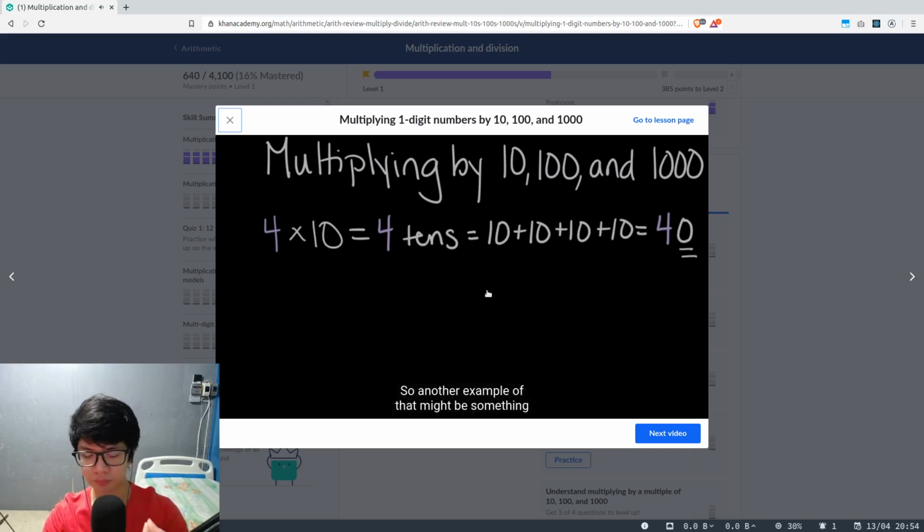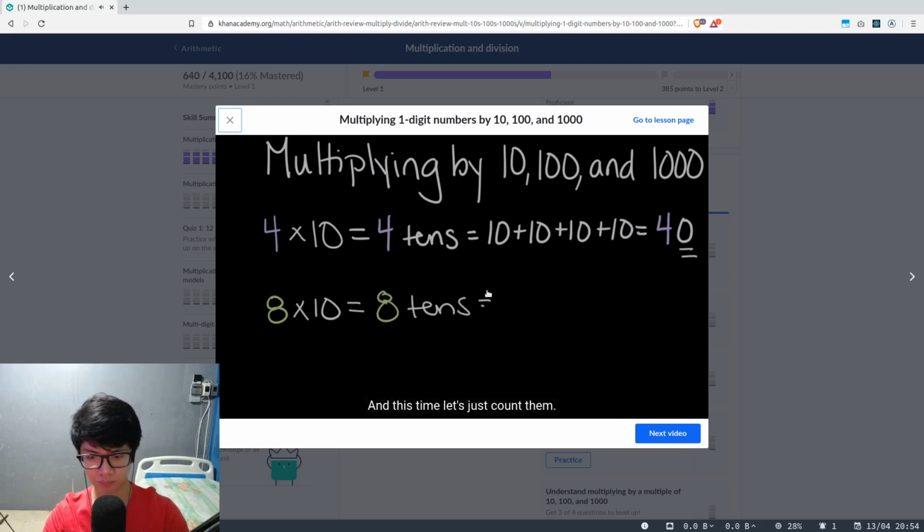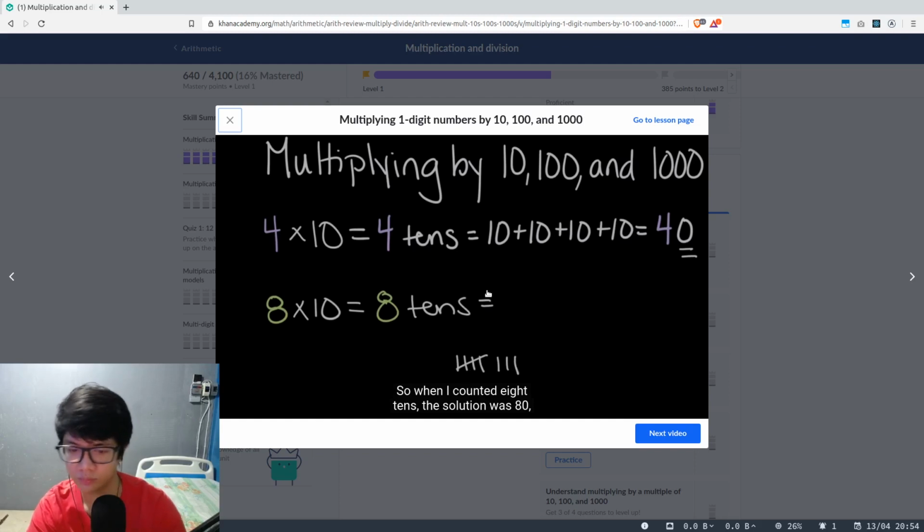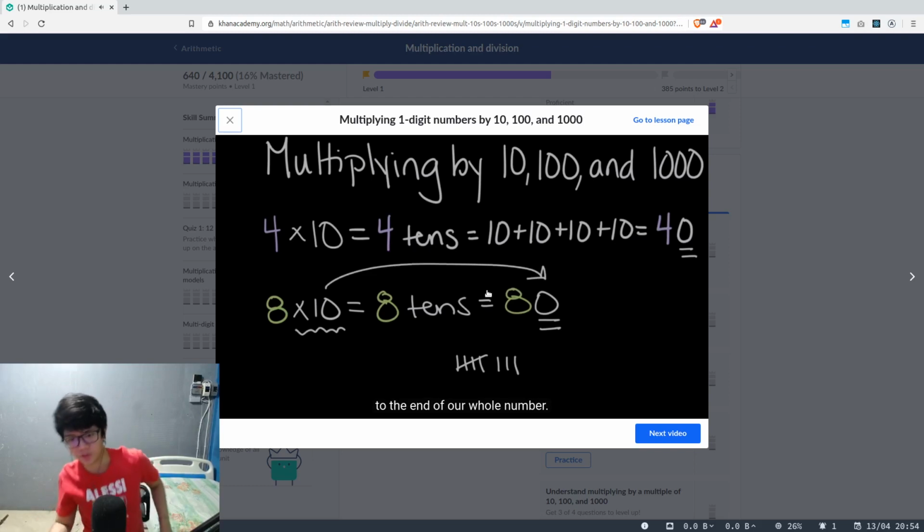So another example of that might be something like 8 times 10. Well, 8 times 10 is the same as 8 tens. And this time, let's just count them. If we count 8 tens, it'll be 10, 20, 30, 40, 50, 60, 70, 80. So when I counted 8 tens, the solution was 80, or an 8 with a 0 on the end. So when we multiply a whole number times 10, the pattern is that we end up adding a 0 to the end of our whole number.